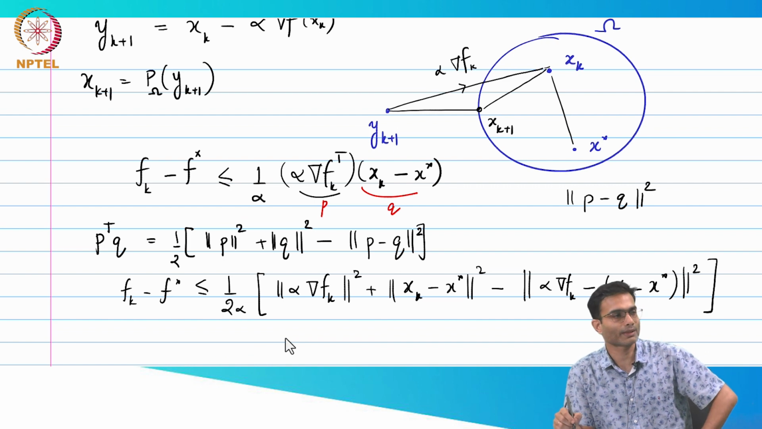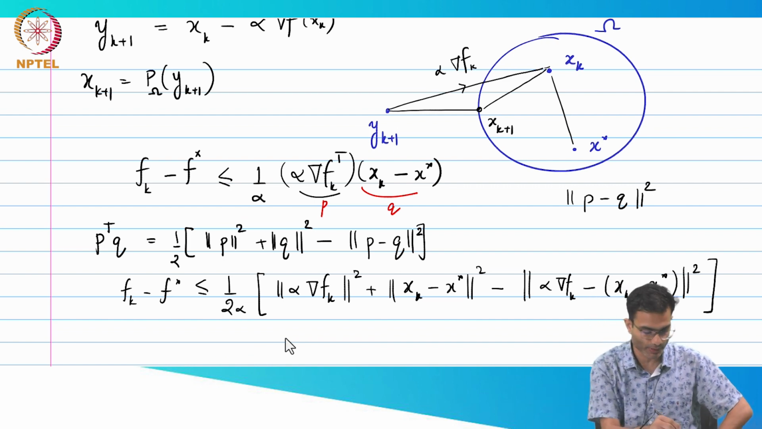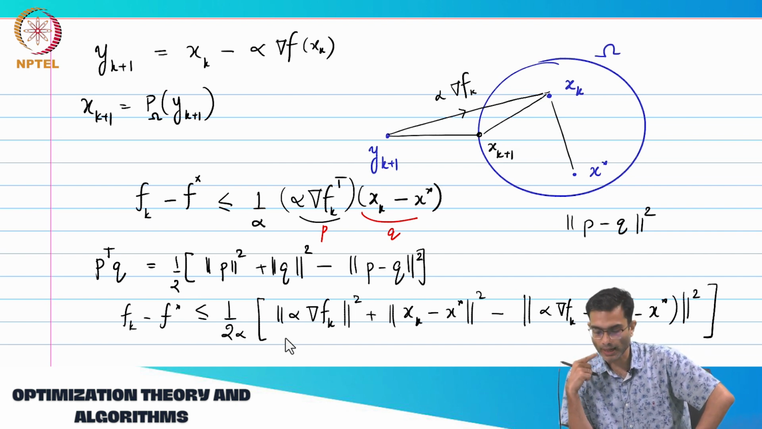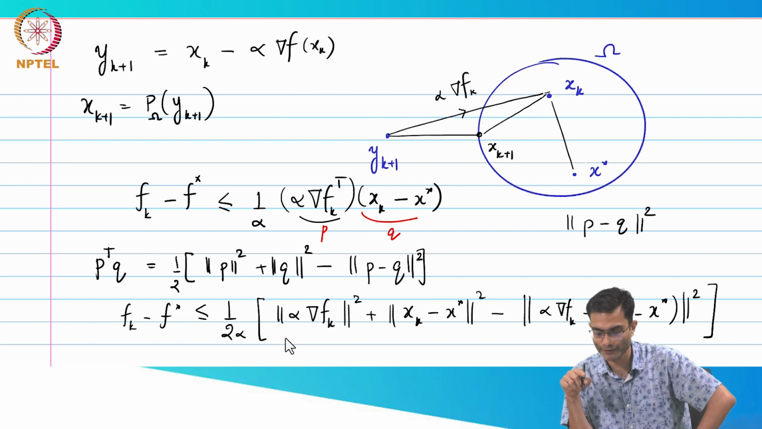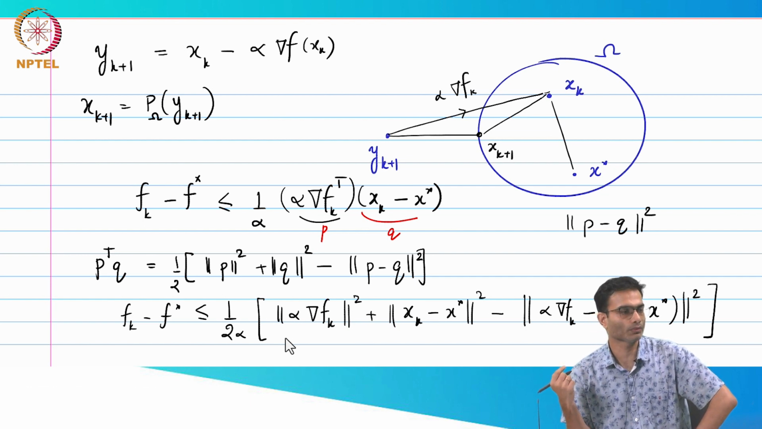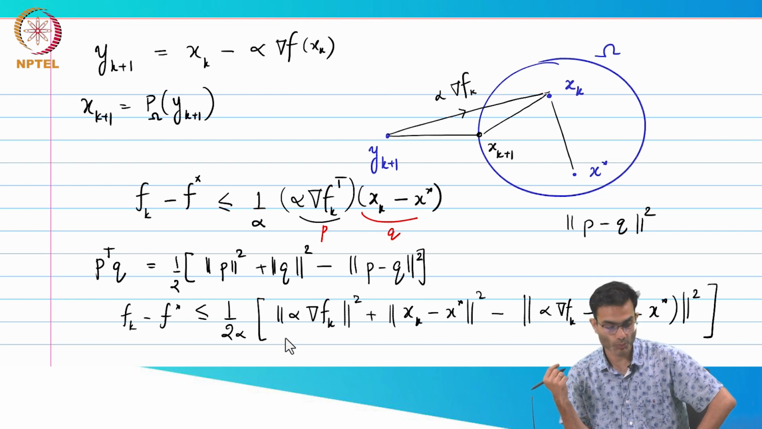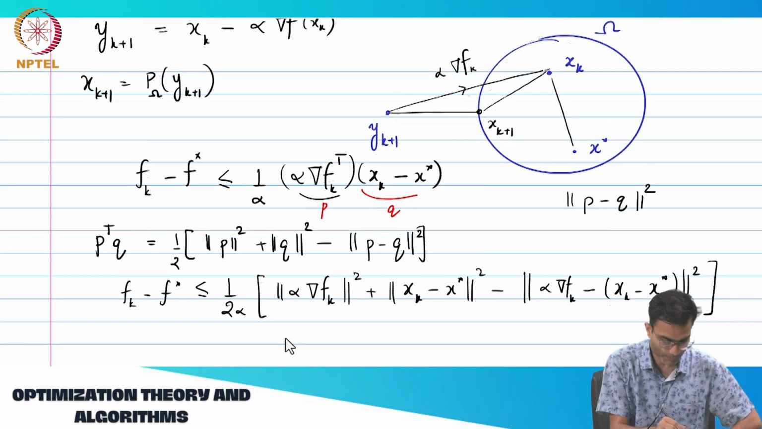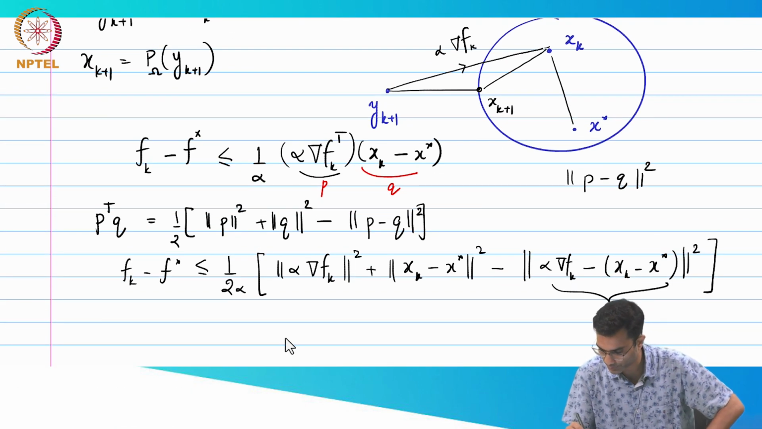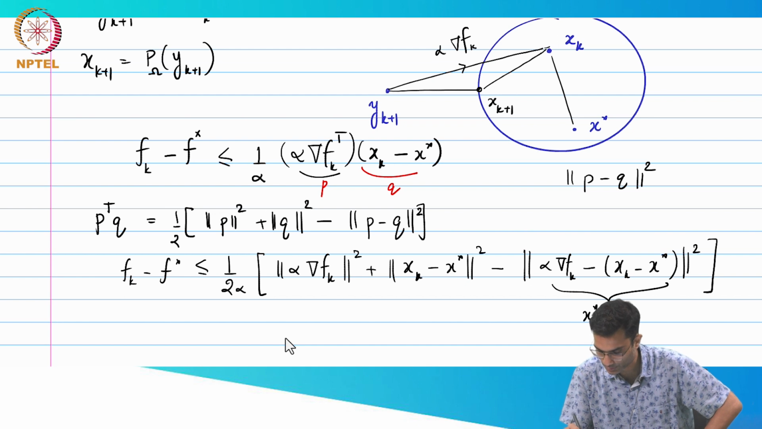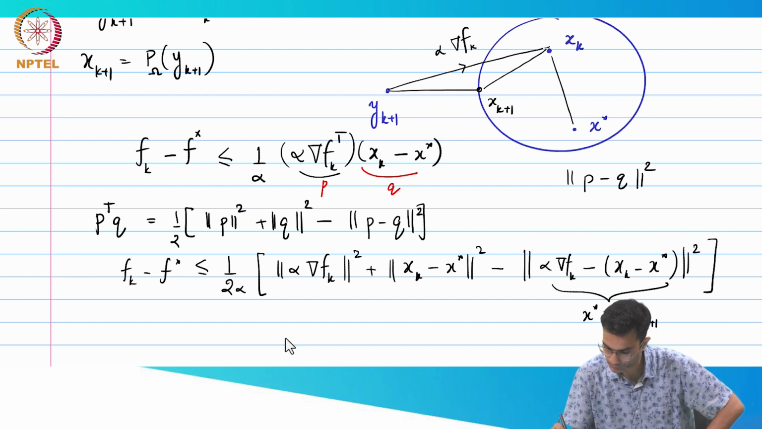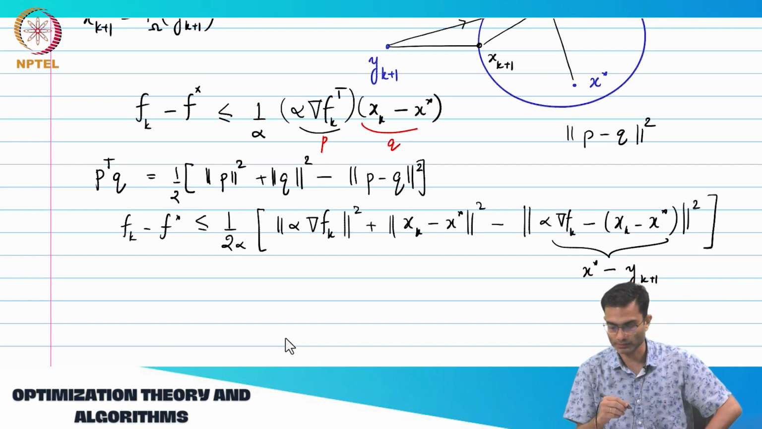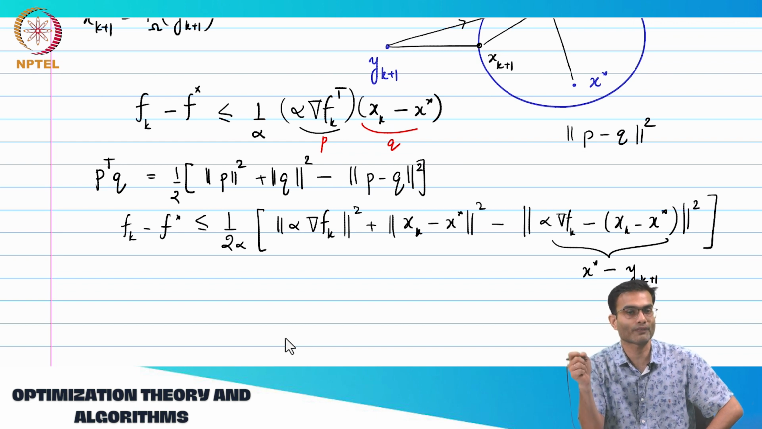This last term on the right hand side, can we see some things getting clubbed together? For example, do I know if alpha grad fk minus xk is anything that we already know? It's the negative of yk plus 1, and so this term will simply become x star minus yk plus 1, right? This is good because I have now brought yk plus 1 into the picture.